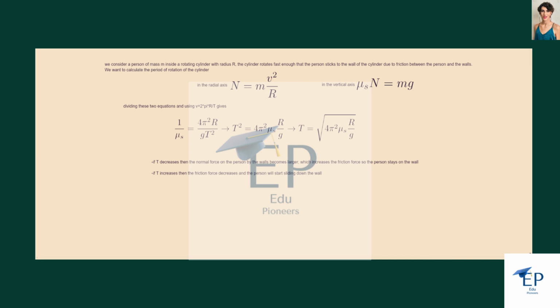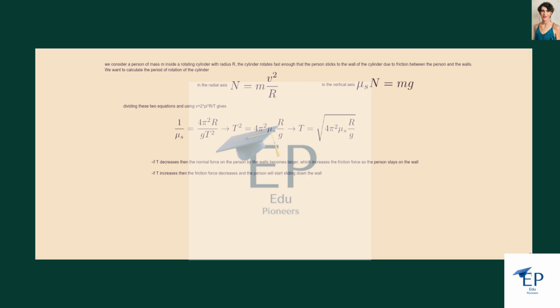In order to find the period, remember that the velocity is going to be equal to 2 pi times the radius over the period. So doing that and also dividing these two equations by each other, we are left with this relation here. From here, we can just directly solve for T. It's a matter of passing T over here and then taking the square root. So the smallest period the cylinder can have so the person doesn't slide down is T = sqrt(4 pi squared mu s r over g).